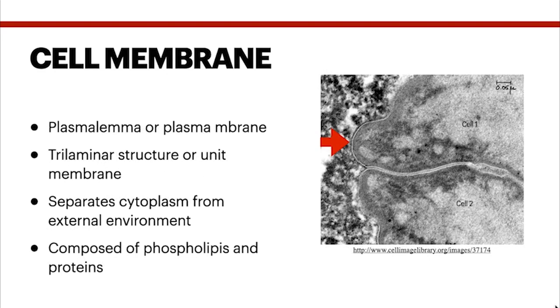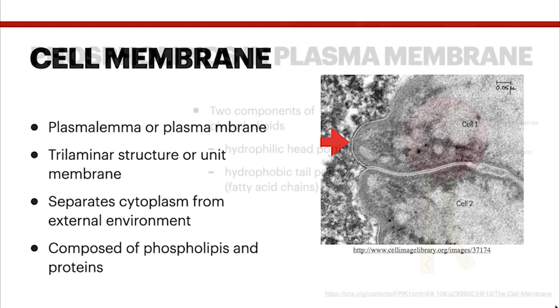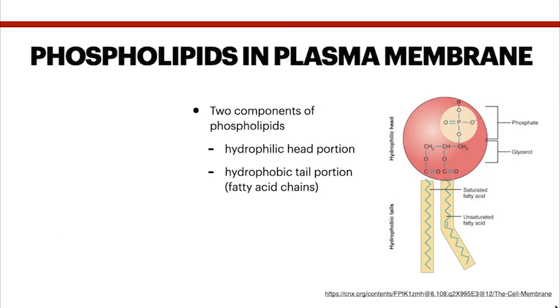The cell membrane separates the cytoplasm from the external environment, forming the outer boundary of the cell. It is not resolved in the light microscope, but in the electron microscope it appears as a pair of parallel dense lines separated by a less dense intermediate layer. The phospholipids form the basic structure of the plasma membrane. It consists of a hydrophilic head portion, which is soluble with water, and a hydrophobic tail portion, soluble only in fats and cannot mix with water.